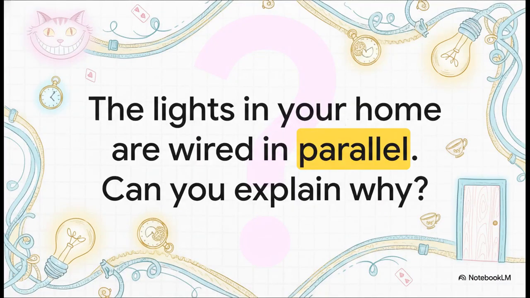And I'll leave you with this final little puzzle to chew on. Every single light in your house, they're all wired in parallel. Think about it. You can turn on the kitchen light and it doesn't make the living room light get dimmer, right? They all shine at full brightness. Based on everything we just went over, can you explain why it has to be that way?